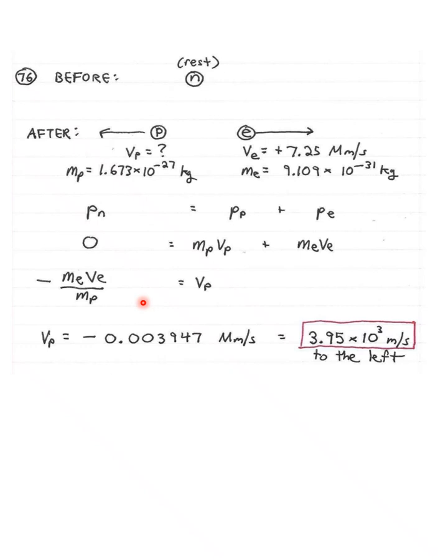And now when I plugged in these numbers, I kept the speed in megameters per second. So the answer I get was the velocity of the proton is negative 0.003947 megameters per second. And the negative means going to the left, which we already knew was going to happen. Let's do it in scientific notation in meters per second. I can convert this to meters per second, and it's 3.95 times 10 to the third meters per second. And the negative just means it's going to the left.